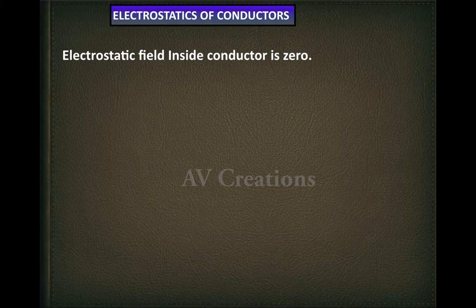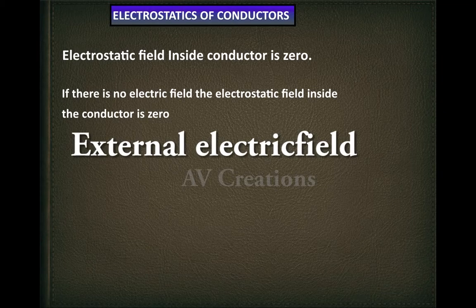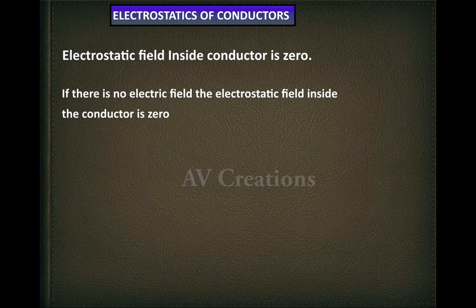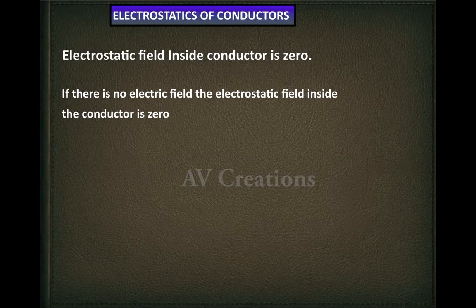Electrostatic field inside a conductor is zero. If there is no external electric field, there won't be any electric field inside the conductor. But even if there is an external electric field, the electric field inside the conductor is still zero. We are going to discuss the reason behind it.